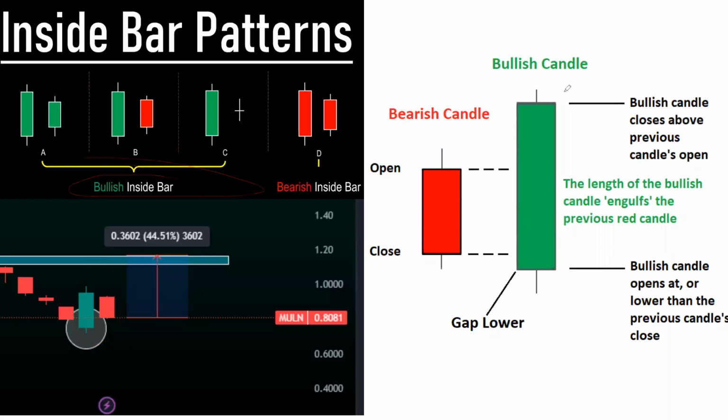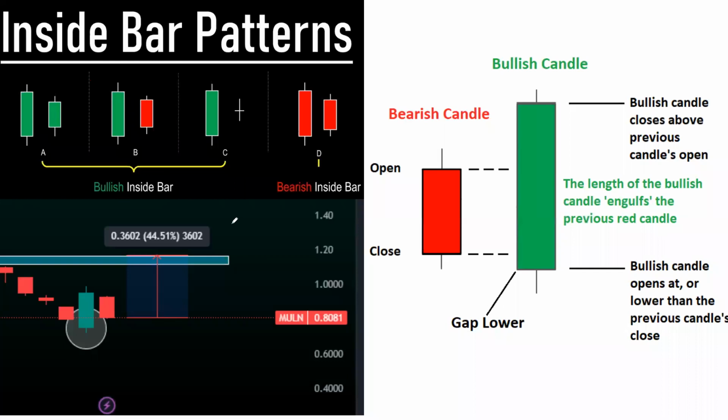And then we have a bullish engulfing candlestick as well. This is your bullish engulfing candlestick right over here. You see, we opened below. So this candlestick opened below the previous close right here, and it closed above, right? And that essentially right there is a bullish engulfing.